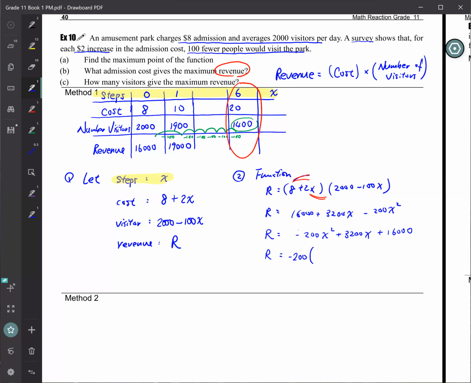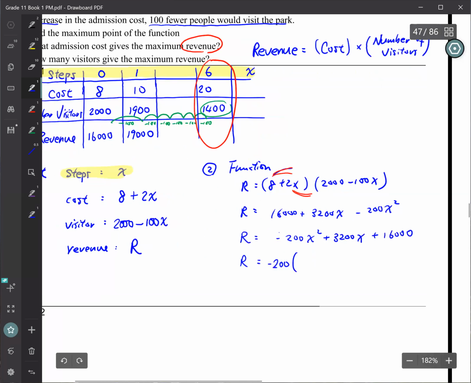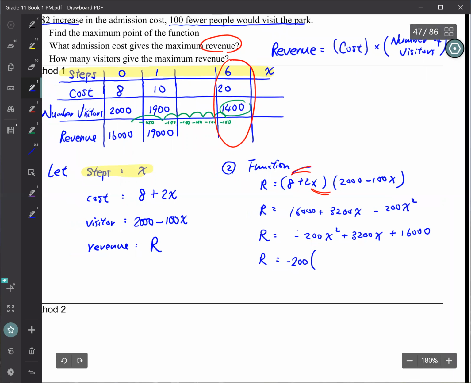Is there anyone who wants to go over step by step how to get the standard form? Anyone still not sure how to do that? Okay, Jiawen, can you tell us your steps to get the standard form?